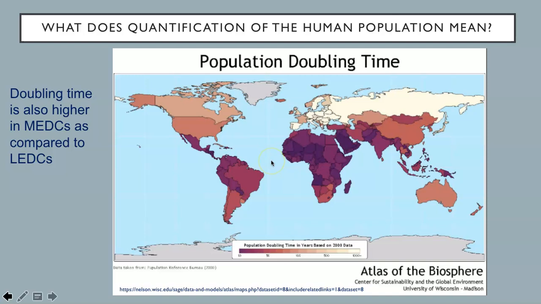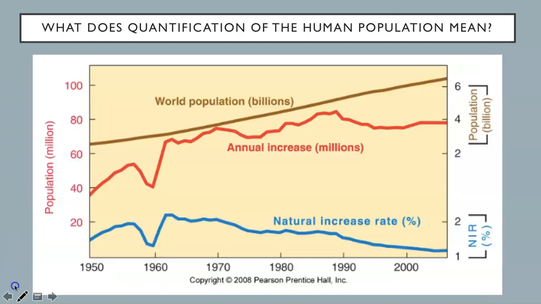Here's an image of doubling time. Doubling time is also higher in more economically developed countries as compared to less economically developed countries. Thus, populations in lower economically developed countries are growing faster than more economically developed countries, contributing to increased population growth.